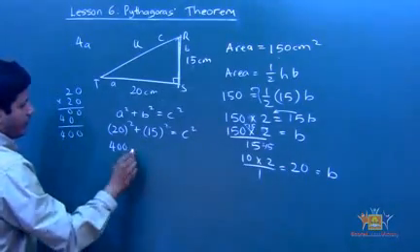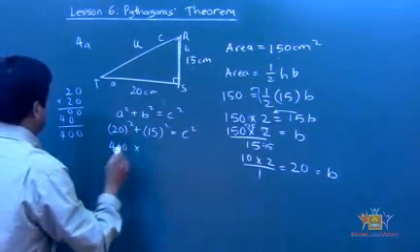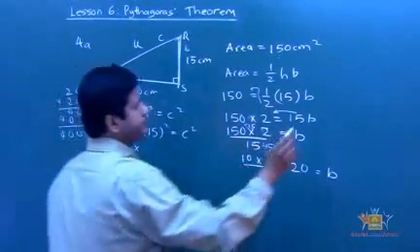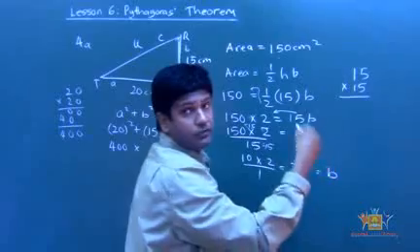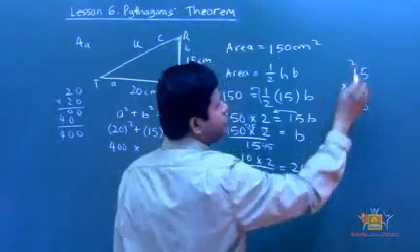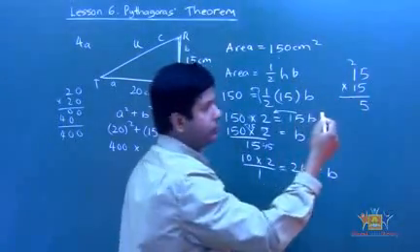So 400. How about 15 times 15? So let's do that. 15 times 15. 5 times 5 is 25, so 5 carry the 2. 5 times 1 is 5, plus 2 is 7.